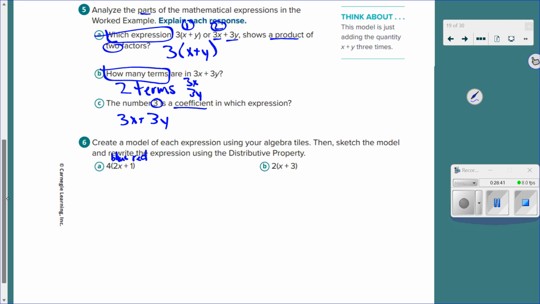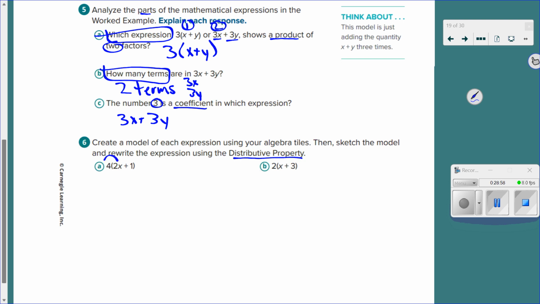I apologize. Time got away from me. I didn't realize you were so low. So rather than doing the whole model, we're just going to go ahead and do this. Remember, distributive property is just where I'm doing the arrows, right? So I'm taking the outside term, I'm distributing it to each of the others.